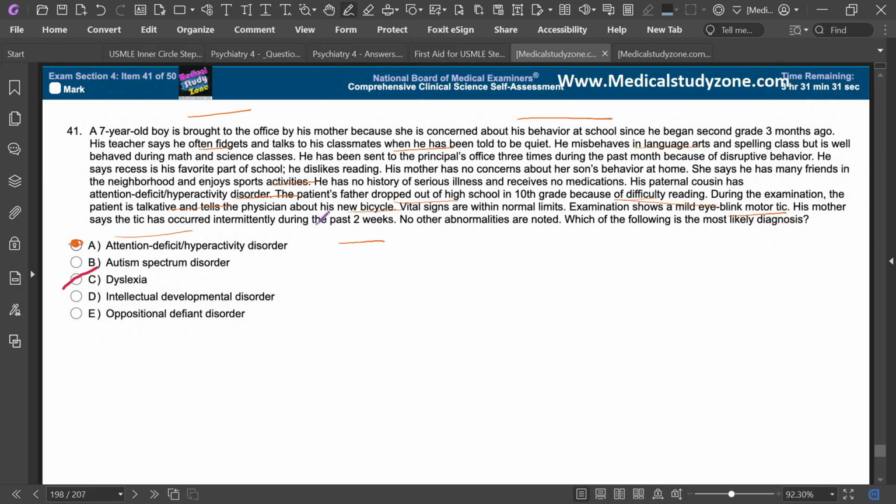Vital signs are normal. Exam shows mild eye blinking motor tic. His mother says that the tic has occurred intermittently during the past 2 weeks. No other abnormalities. What is the diagnosis?